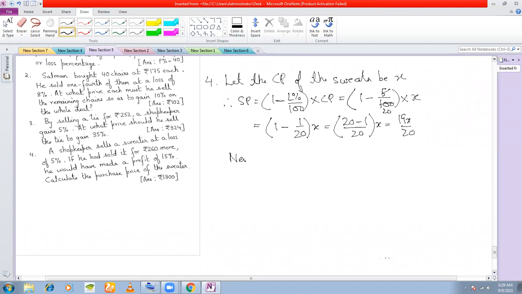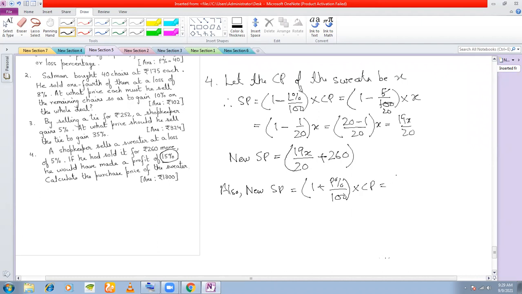So what is the new selling price? If he had sold it for 260 more, that means selling price plus 260. And at this price, what is the profit he is making? 15%. So the new selling price is 1 plus profit percent by 100, into cost price, which is 1 plus 15 by 100 into x. If you take the LCM, you'll get 23x by 20.